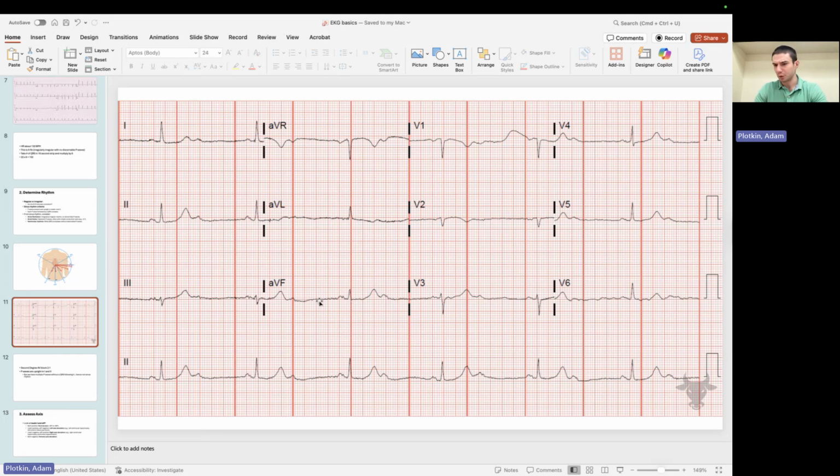But let's say we were a little concerned or couldn't tell, we can use lead 2 as the tiebreaker, and lead 2 is clearly pointing up, right? So both are up. And when both point the same way, we call that normal axis, right?